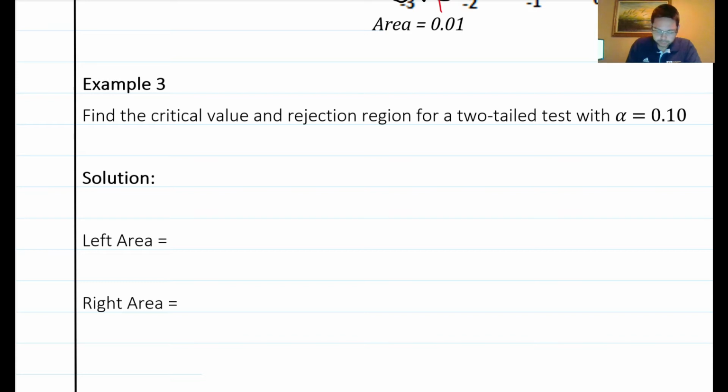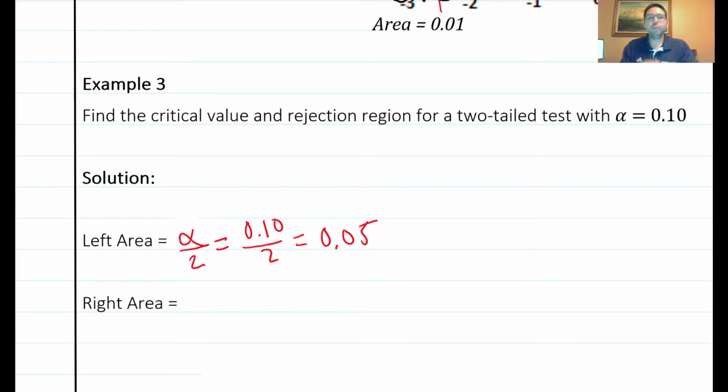remember that for the left area you need to do alpha divided by 2, because it's two tails, so you have to split the alpha into 2. In this case, alpha is 0.10 divided by 2, so the left area is going to be 0.05. And then for the right area, you do 1 minus that. So 1 minus alpha over 2, which is 1 minus 0.05, which is 0.95. That gives you your left area and right area.